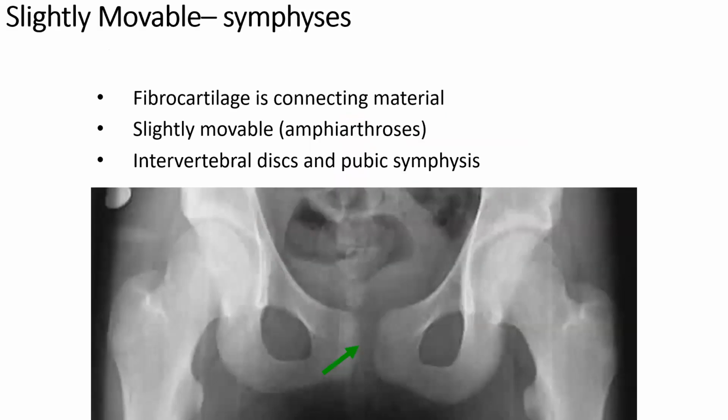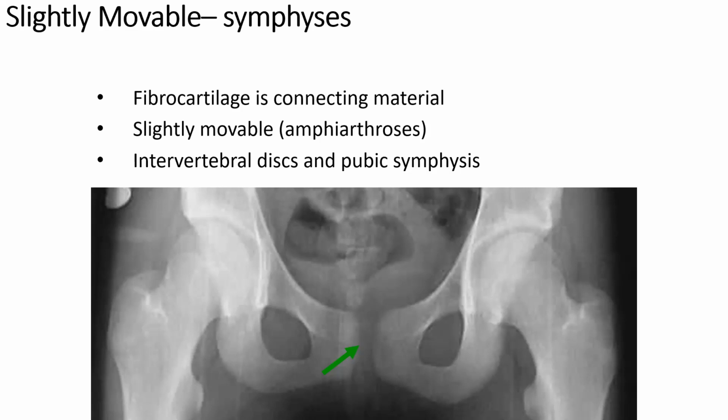Now, slightly movable joints also include things like the symphyses. Here we have fibrocartilage, the other type of cartilage, not the hyaline cartilage like we find at the ribs. This is the cartilage at the pubic symphysis, for example. We're going to see a pad of cartilage in between the pubic bones. Here we see it on our model. This is the pubic symphysis in the front. We all have a pubic symphysis. We all have a pad of cartilage there.